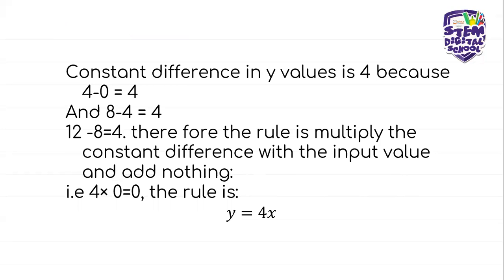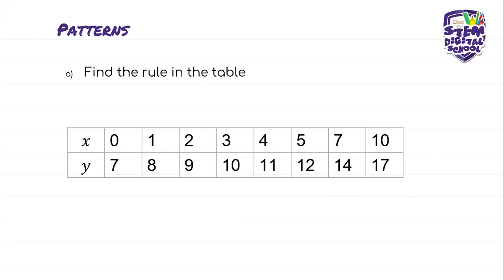Now, I want you to do the same with this table here. In this table, we need to find the rule. Now we are given the x values. We are also given the y values. So now let us carry on to find the next values there, and in terms of the constant difference.